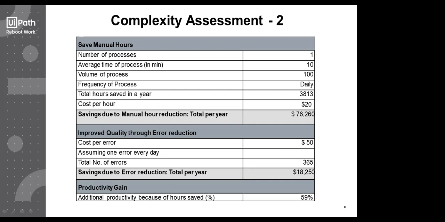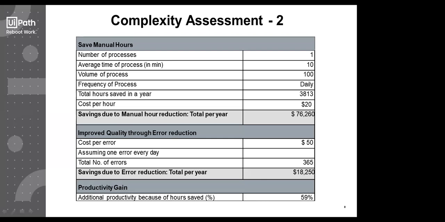Talking about improved quality through error reduction. Now, if one mistake costs you $50 and you are assuming that in the whole year, every day we'll be getting one mistake, so it's 365 multiplied by 50, you get your savings due to error reduction because the bot is in play, it's less prone to errors. And then at the end, you can calculate additional productivity because of hours saved.